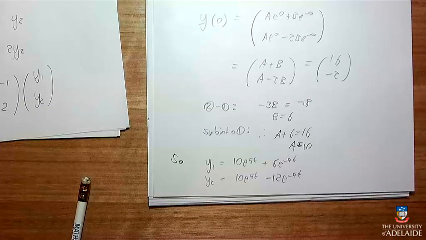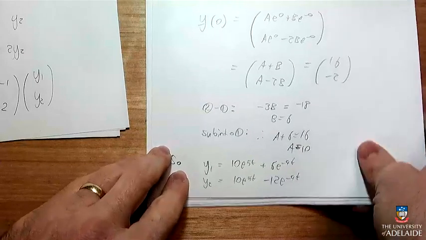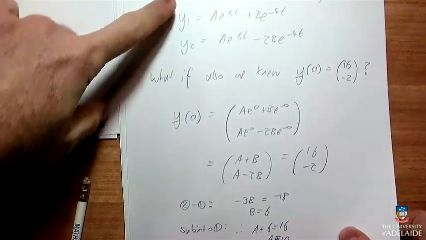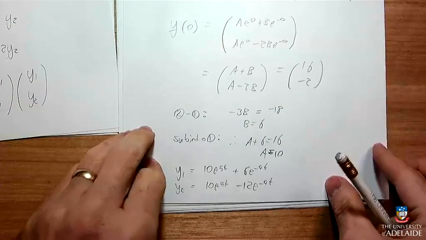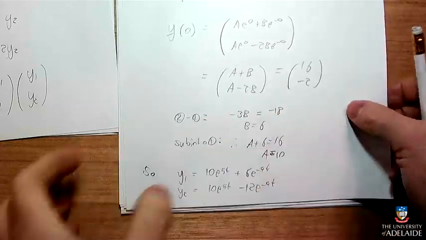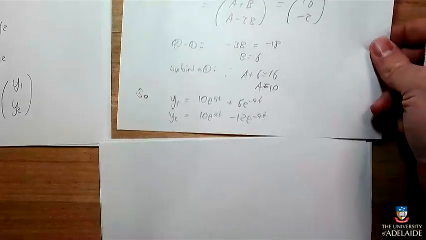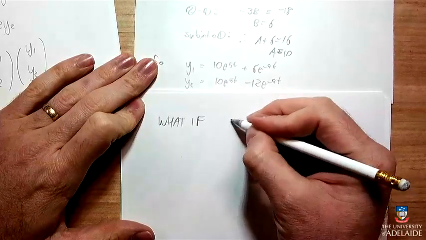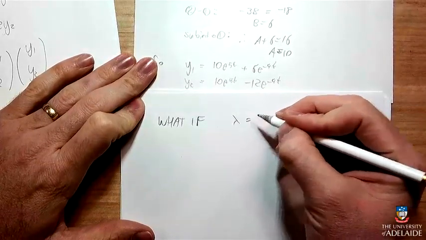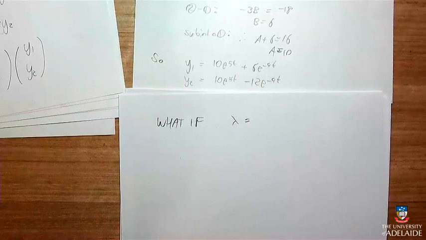So if you didn't have an initial condition, you'd have to leave it like this, which is a general solution. If you have an initial condition, you can actually figure out what those a's and b's are. Which leaves us with the problem of what happens when I have complex eigenvalues. And actually there's another problem as well. So we have some what ifs. What if the lambda was 2 repeated values?